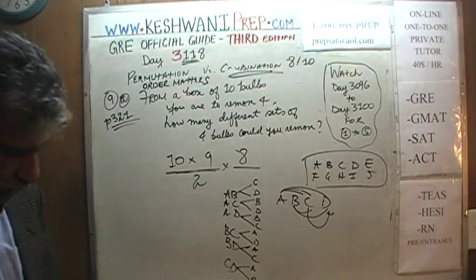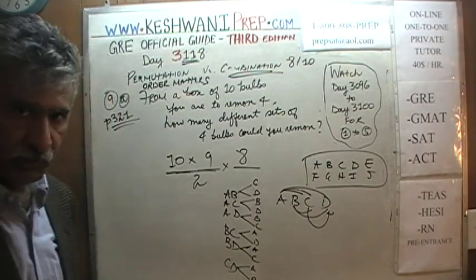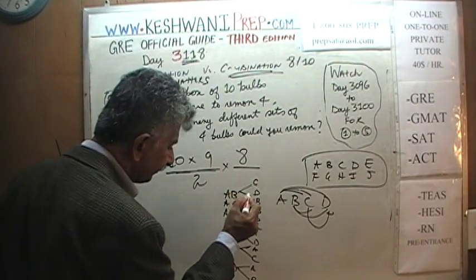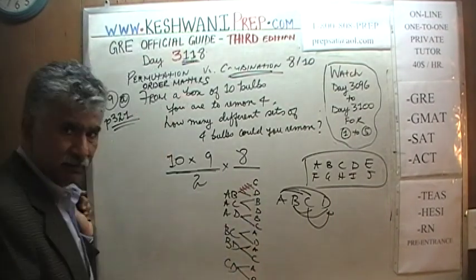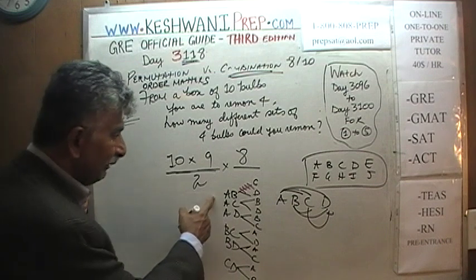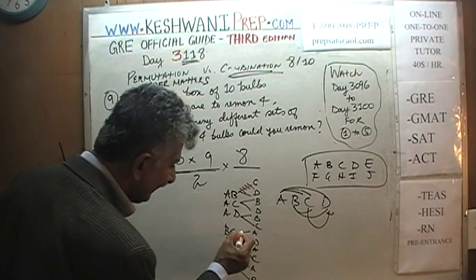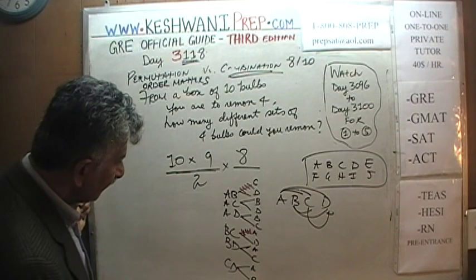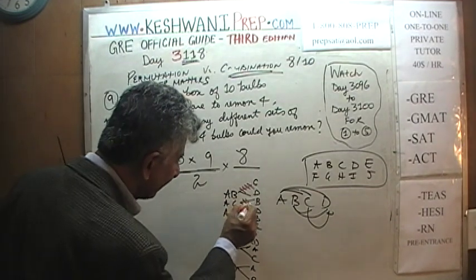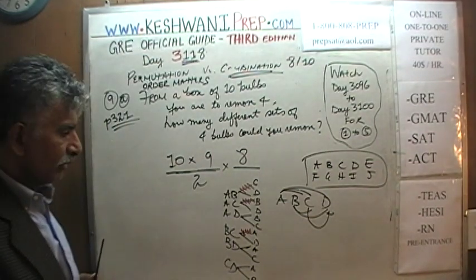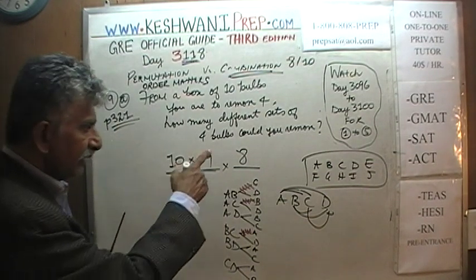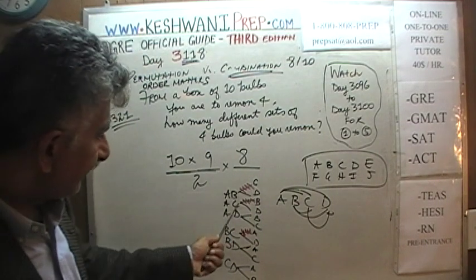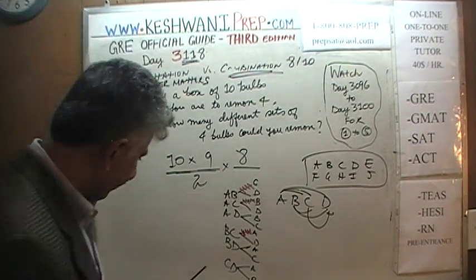But what happens? Watch what happens. Well, if we pick C here, ABC would be the thing. But ABC is the same as BCA, which in turn is the same as ACB, right here. What's going on? As soon as we pick the third person, we begin to triple count. These are not three different possibilities, it's the same possibility.